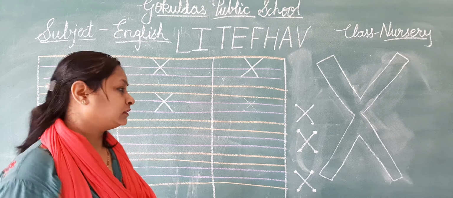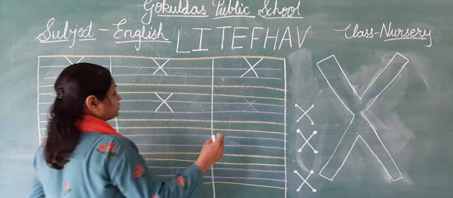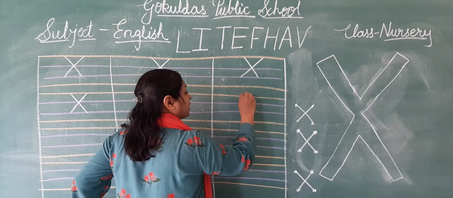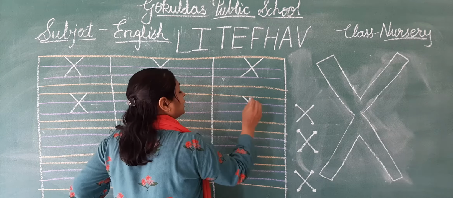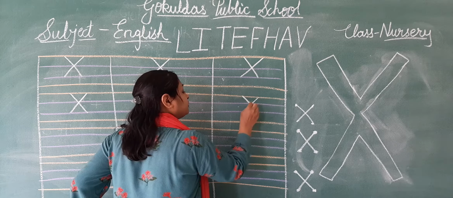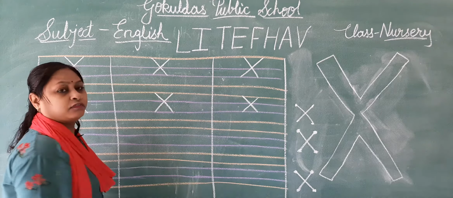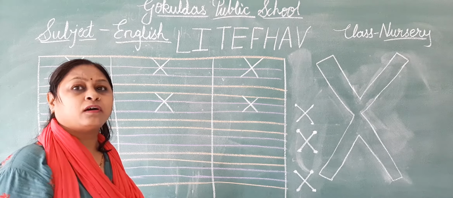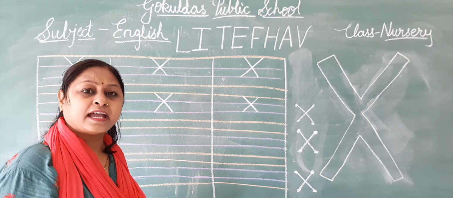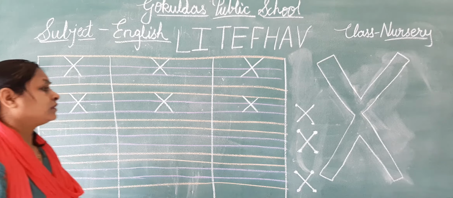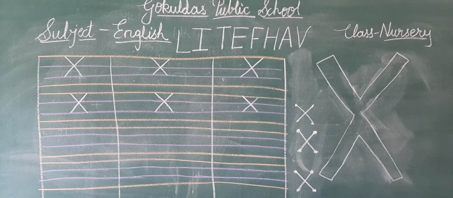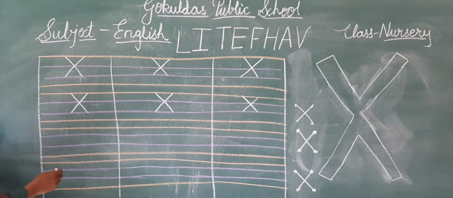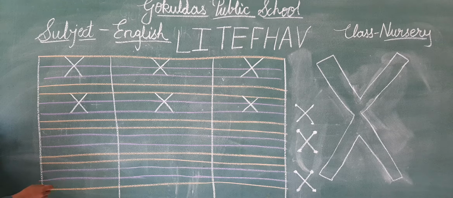Right? So again look here, all of you. From upper line to baseline. Again upper line to baseline. Which letter will form? Letter X. Right? Now, we will write with the help of dots. Look here all of you.